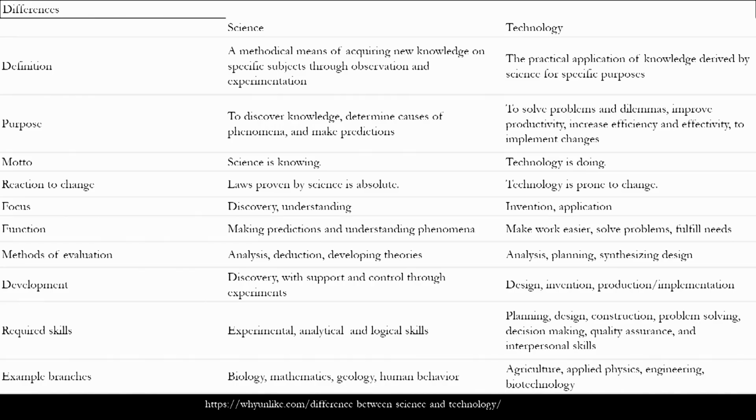We have discovered the magnifying glass. So, the science behind the magnifying glass tells us that certain kinds of glass will make an object look bigger, whereas the technology is applied to make the magnifying glass itself. Increase efficiency and effectivity to implement changes. So, these are the different purposes of science and technology.